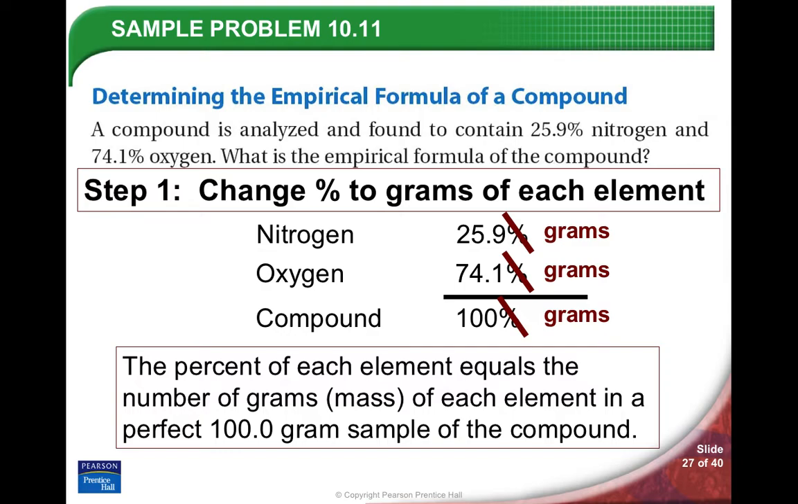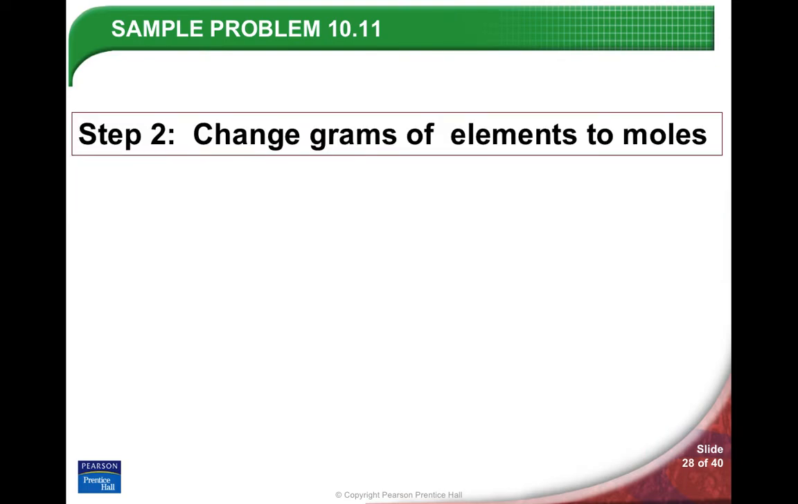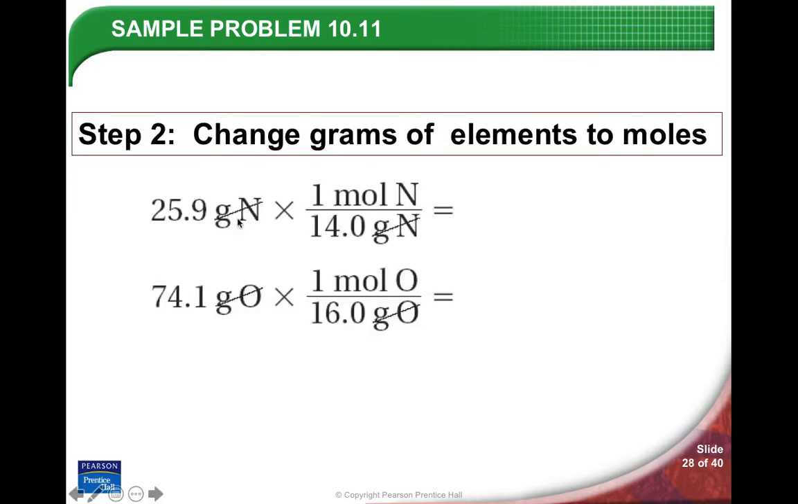74.1% is 74.1 grams. You have exactly a perfect 100-gram sample. Okay. All right. That's easy. So once you have grams, we're going to use our old friend, 1 mole of nitrogen per 14.0. Notice they don't go to the hundredths place in our book very often. In fact, in one of the examples, they only go to the ones place. It won't affect your data that much. If you put 14.01 here, it's not going to change it.